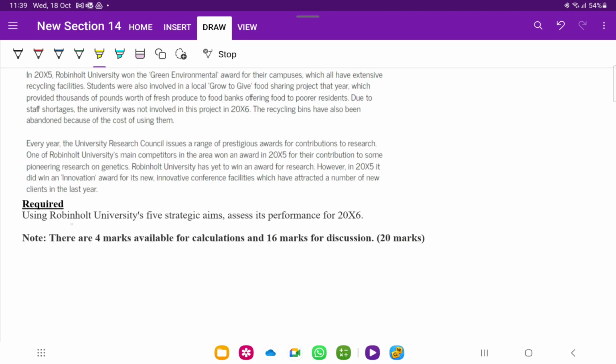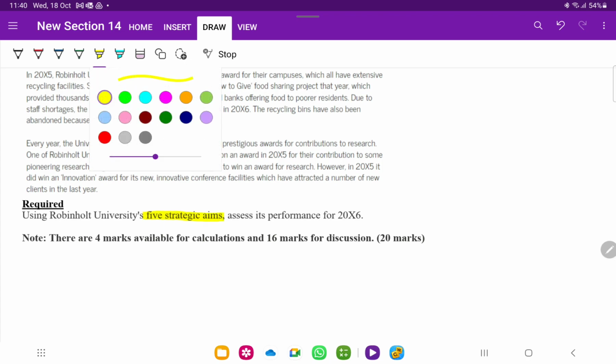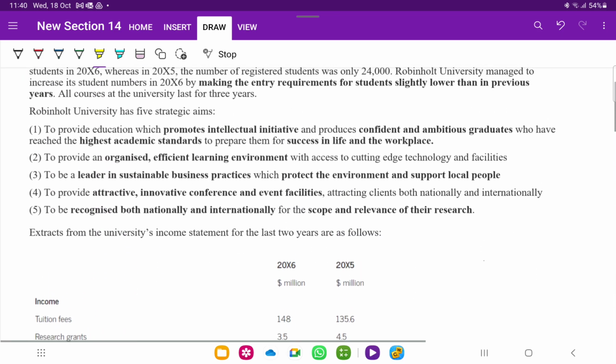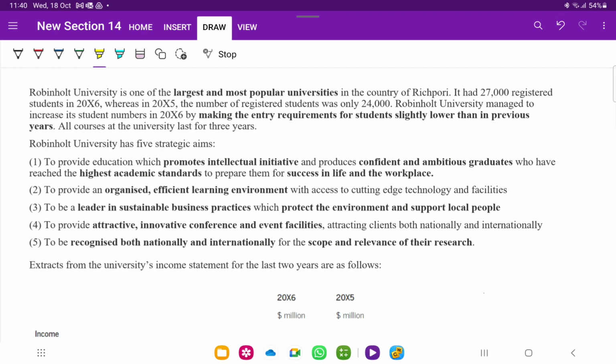So what is the objective? What is the requirement? Using the university's five strategic aims, right? So it's important to understand that you have to keep your answer around these five strategic aims to assess its performance for 2006. There are only 4 marks available for calculation and 16 marks are available for discussions. So mostly you have to discuss. There are some minor calculations which are involved here. Maybe some percentage increase, percentage decrease, or something like that. All right. So let's quickly start with the question and let's see what we can do here.